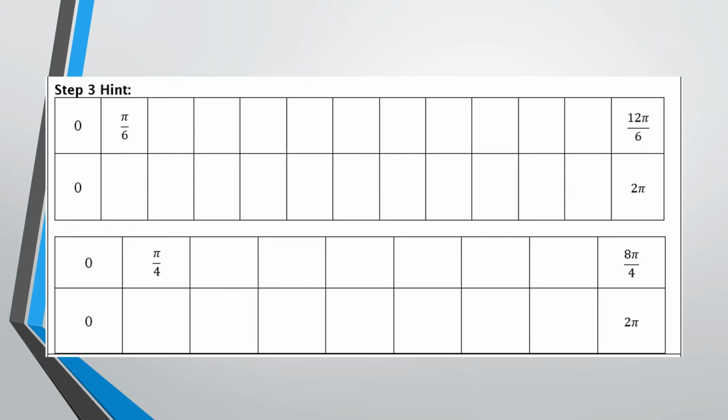This is a hint for filling out the unit circle. This is specifically for step 3. This is kind of a way that you can go through and fill out all of the angles without having to have each individual thing memorized. So the hint is that you're always going to start at 0.